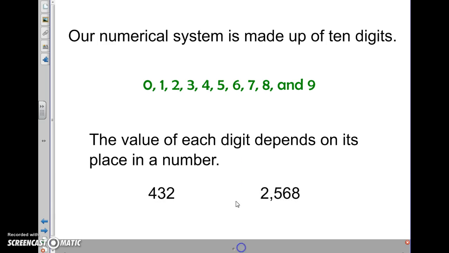So, if we look at this digit here, 2, in the number 432, what is the value of the digit? It's 2, right? Not too bad. But if we look at this number, quite a different number, here's a 2 again. So the value of this 2 is what? It's not 2 because of its place in the number. The placement of this digit in the number 2,568 is in the thousands place. So the value of this 2 is actually 2,000.